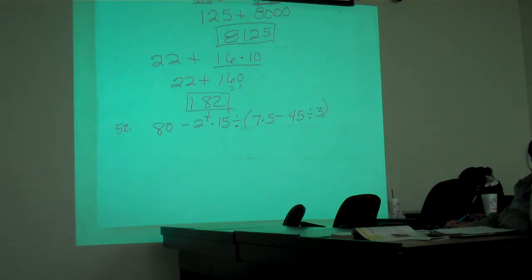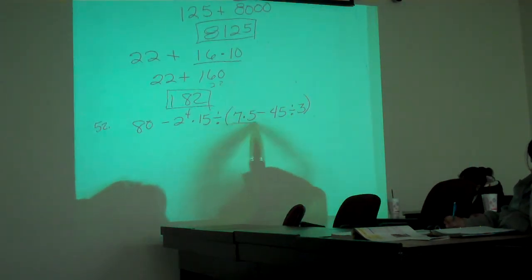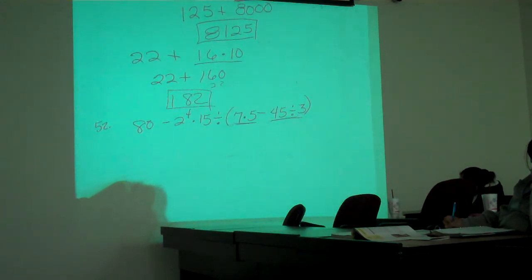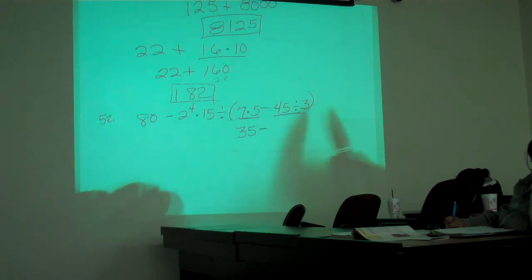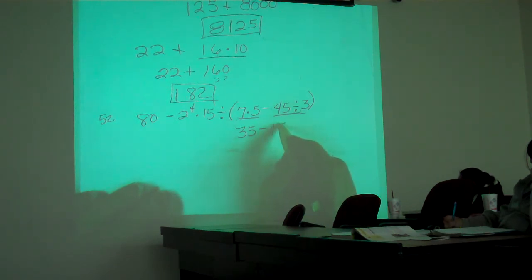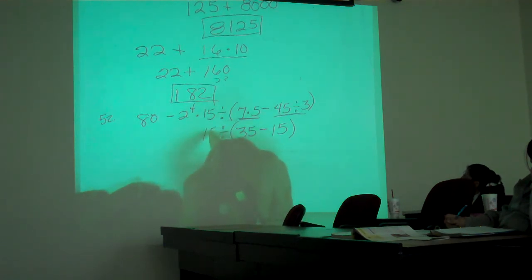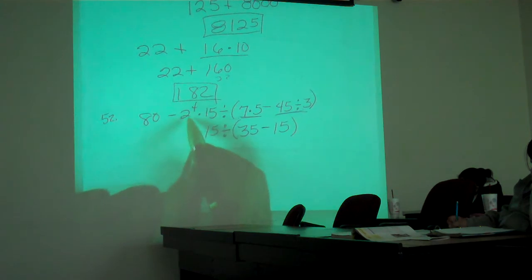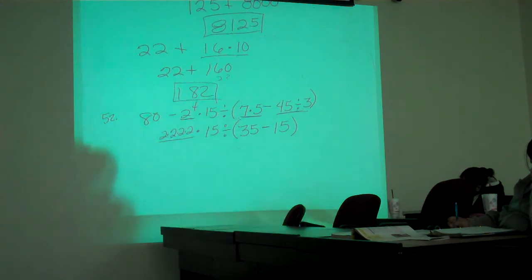So 7 times 5. Okay, inside the parentheses, we have to do order of operations. The multiplying and dividing, we have to do first, right? 7 times 5, 35. Now 45 divided by 3 is 15. Leave that in parentheses and rewrite the whole thing, okay? Before we do this, we can go ahead and get that exponent done. We can go ahead and spread it out if you want, so we can see what it looks like. We'll write it like that.